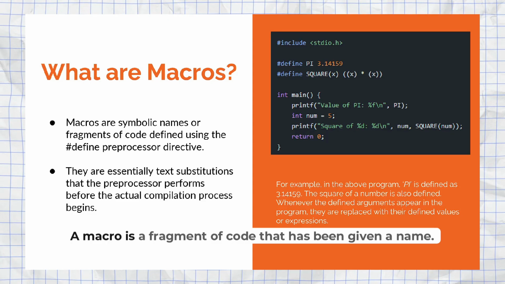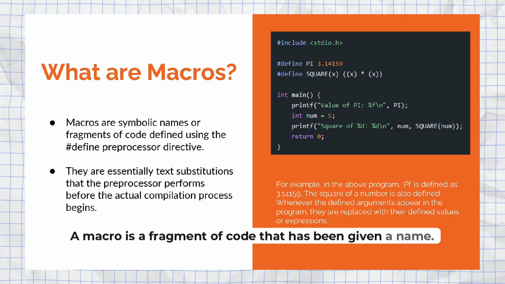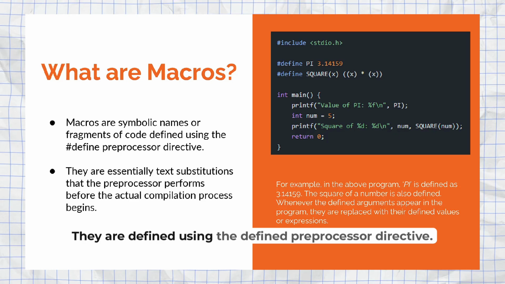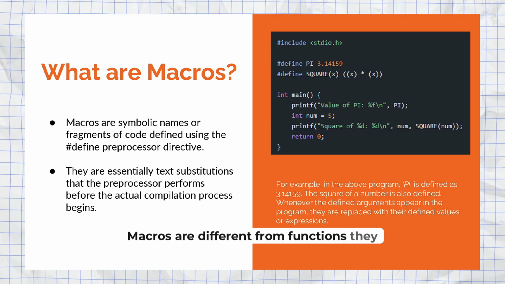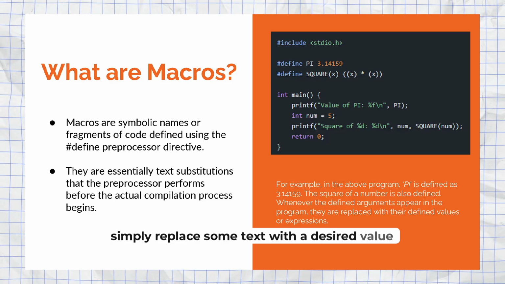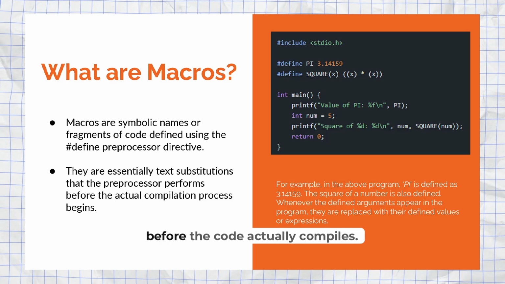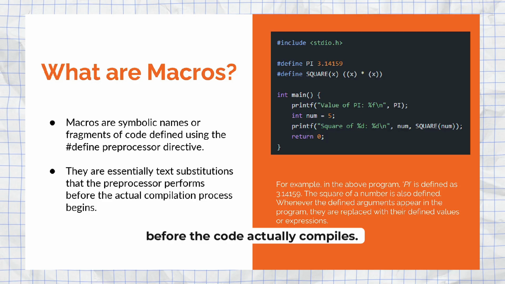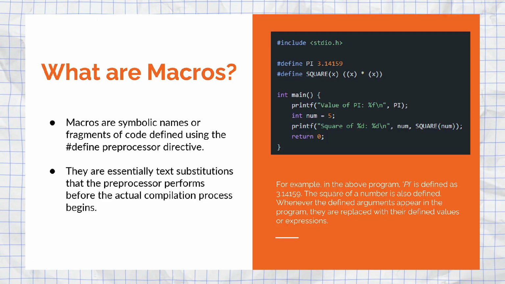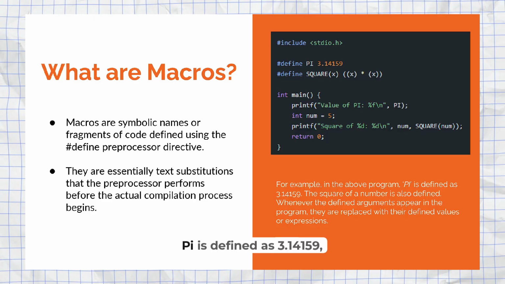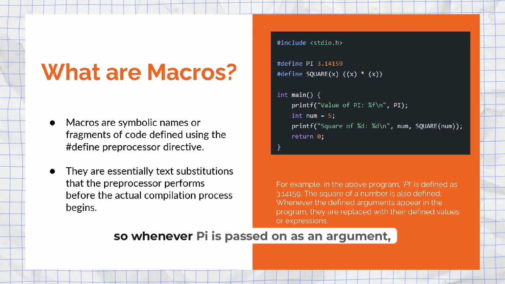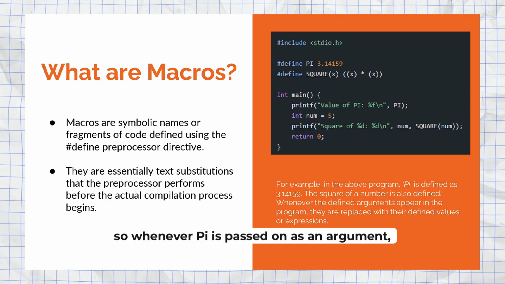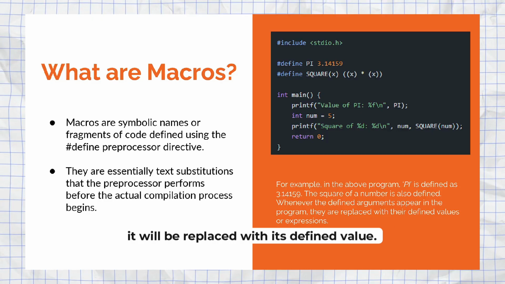A macro is a fragment of code that has been given a name. They are defined using the define preprocessor directive. Macros are different from functions. They simply replace some text with a desired value or an expression before the code actually compiles. For example, in the above program, pi is defined as 3.14159. So whenever pi is passed on as an argument, it will be replaced with its defined value.